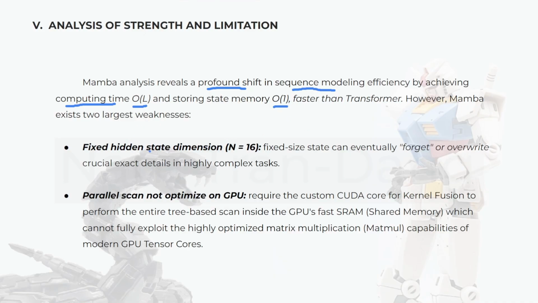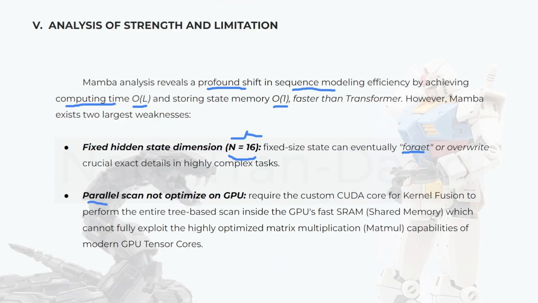However, Mamba still has two largest weaknesses. The first is that in the original paper, it still used a state dimension of N of 16. And this is a fixed size that can eventually forget or overwrite crucial extracted details in high complexity tasks. So basically, the more it's compressed, the more it's going to forget, because this state dimension is quite small. So this is the first weakness.